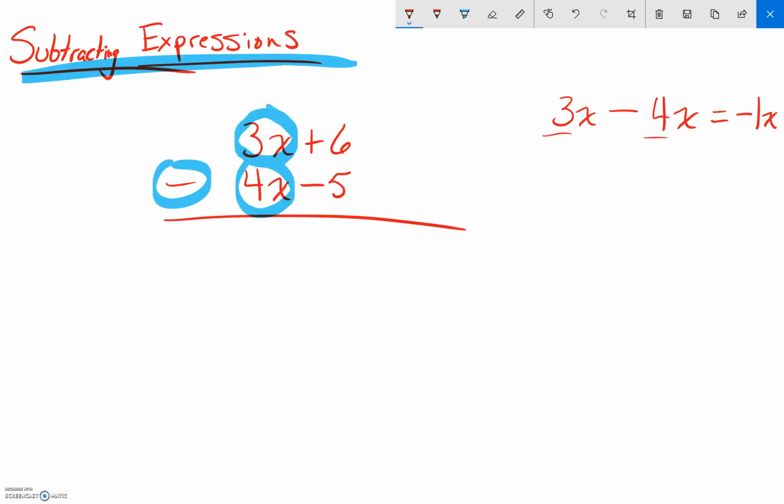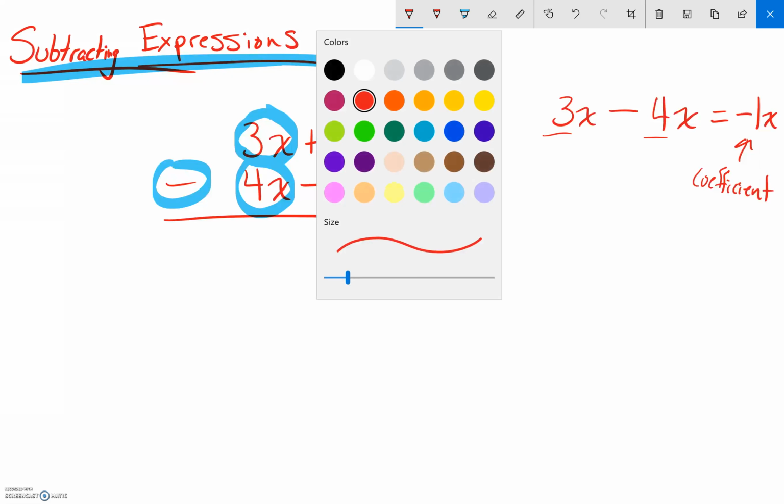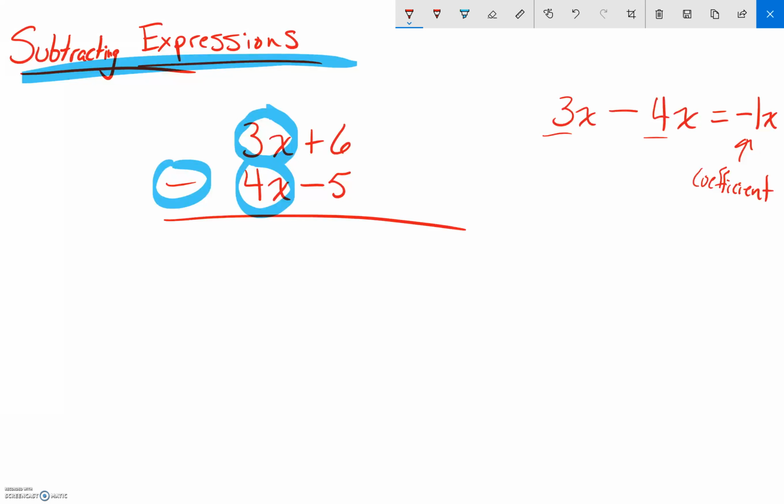And when we have 1 as our coefficient, we don't write it because 1 times anything is that value. So it's just going to be negative x. And here we are doing 6 take away negative 5.